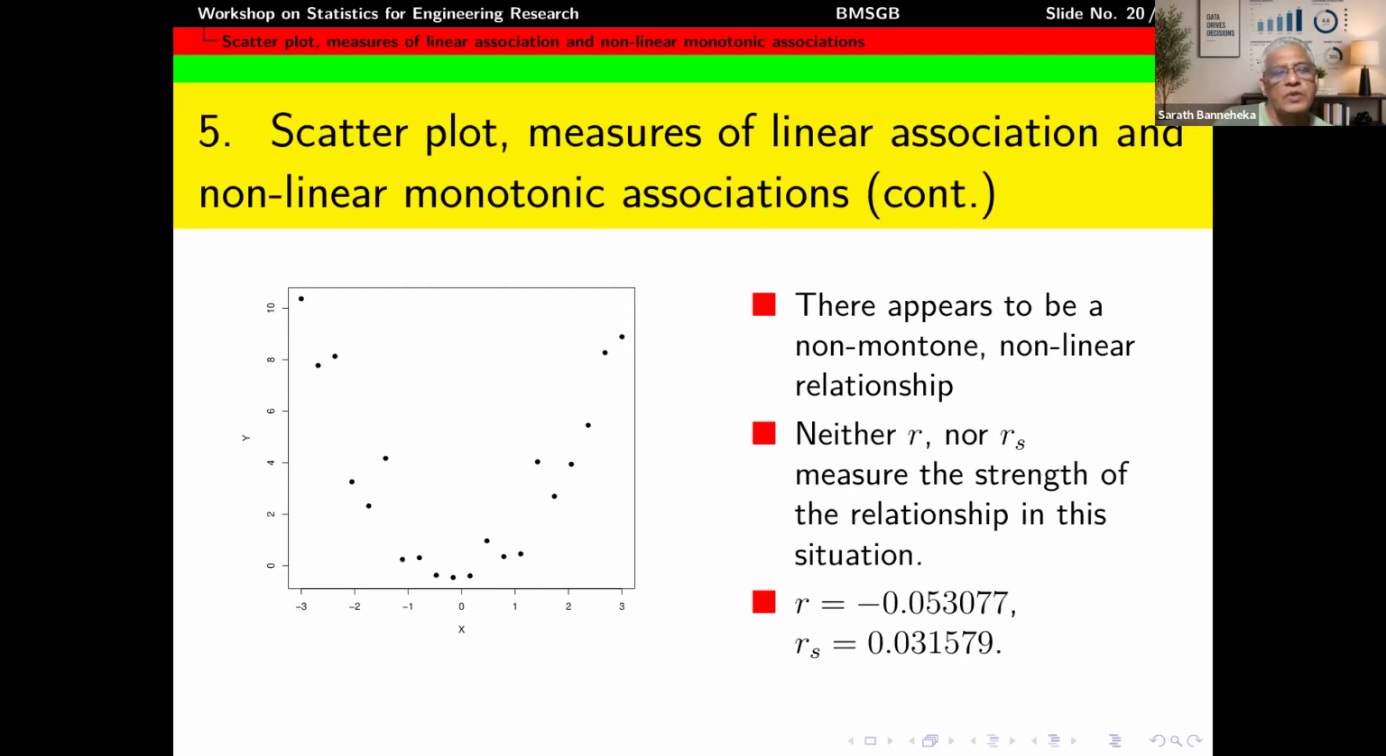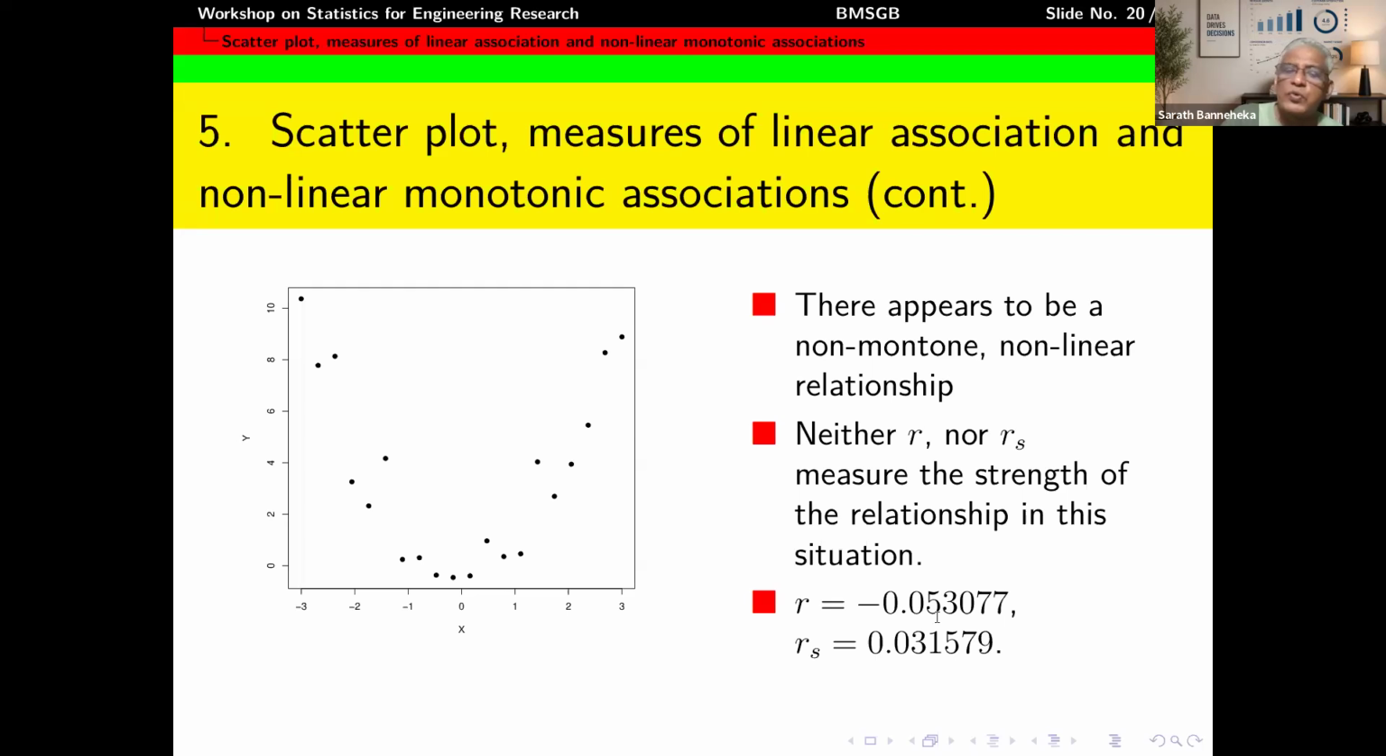Okay. Now, if you look at this graph, there is definitely some non-linear pattern here, but it's not a monotone non-linear one. So R or RS will not be suitable here. R is not suitable because it is not a linear relationship. RS is not suitable because it's not a monotone non-linear relationship. So in this kind of situation, calculating R or RS and interpreting it would not be useful.